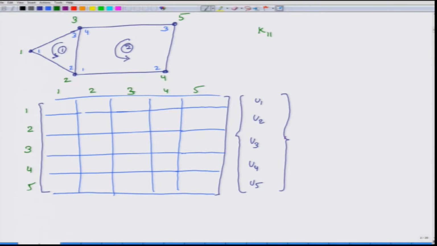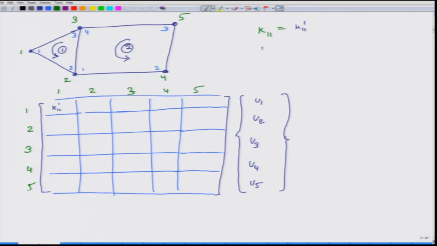Now, let us look at K11. This is the global stiffness term. This equals, so K11 global node 1 is connected to what elements? It is connected to only the first element. So, it will get contribution only from first element. So, that is equal to K11 from the first element. Okay. Let us look at global node 2.